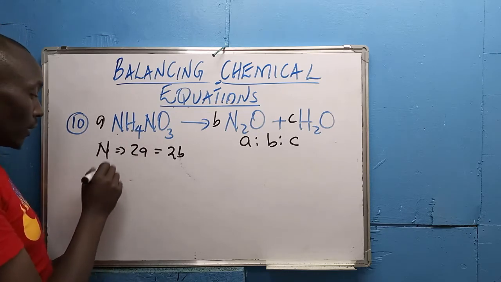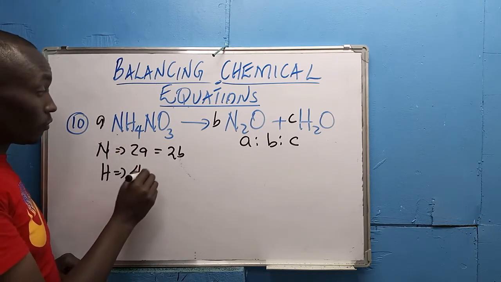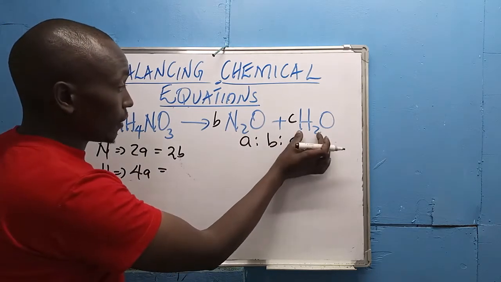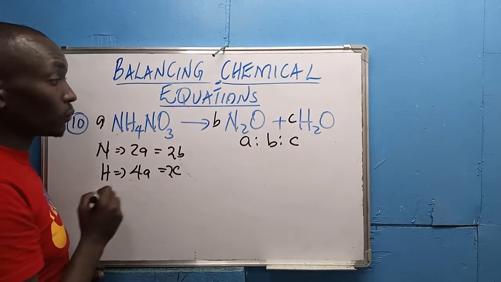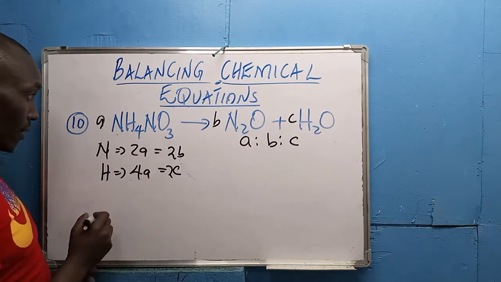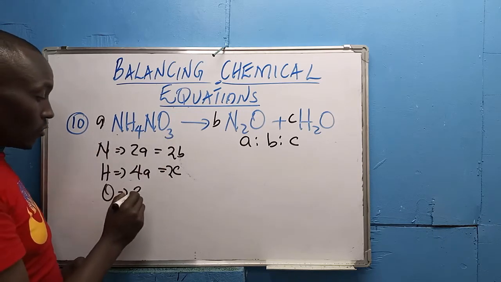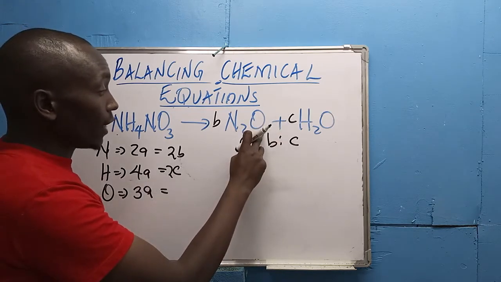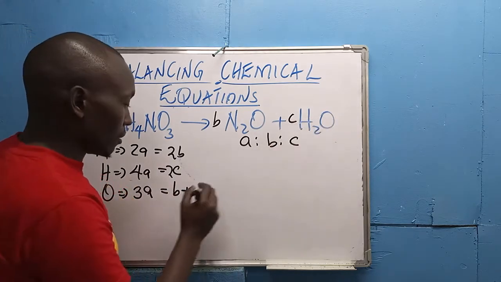So we are done with that. We can go to hydrogen. So there are 4 times A. So we're talking about 4A, that is hydrogen, equals to, on the other side, hydrogen, they're here, 2C. Okay, do we have another element? Yes, oxygen. 3 of them times A. 3A is the equivalent to oxygen on the other side. 1 times B, so it is B plus C.